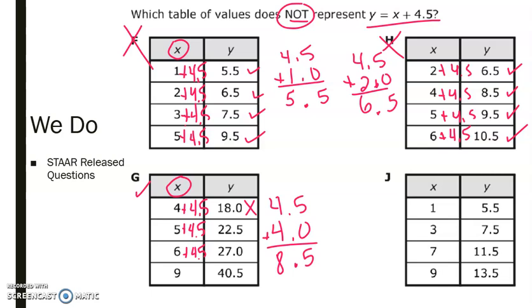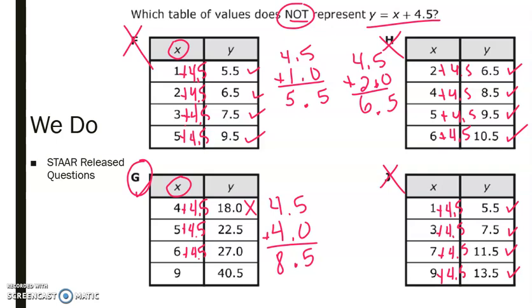Alright. And then for the last one, I see I have 1, so plus 4 5/10. That's 5 5/10. 3 plus 4 5/10, 7 5/10. 7 plus 4 5/10, that's 11 5/10. 9 plus 4 5/10, that's 13 5/10. So this one again does represent y equals x plus 4 5/10. So this one cannot be our answer. So G is our answer since we're looking for one that is not.